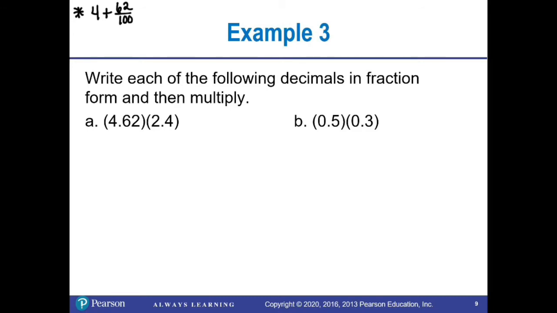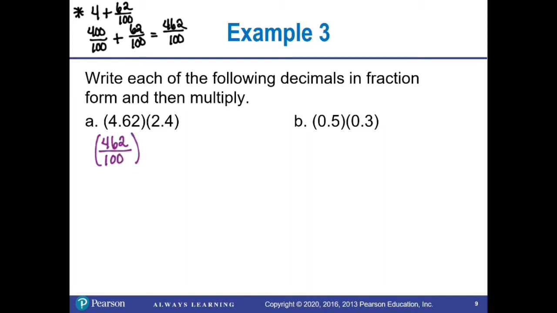Find a common denominator, which would be 100. 4 is understood to be 4 over 1, so when I multiply the bottom by 100, I need to multiply the top, the 4, by 100, and that gives me 400. 62 over 100 already has that common denominator, so I bring down the numerator. Now I can add my numbers together because they have the same denominator. 400 hundredths plus 62 hundredths gives me 462 hundredths.